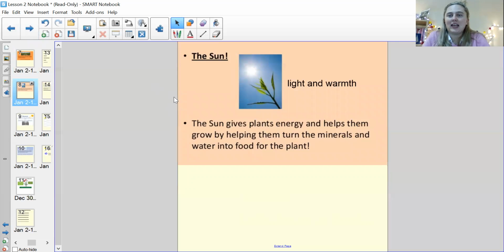Okay, the next thing is the sun. They need the sun for light and for warmth. So the sun gives plants the energy that they need to grow. They use that energy to turn the minerals and the water into food for the plant. And like us, we need food to grow, and so does a plant.